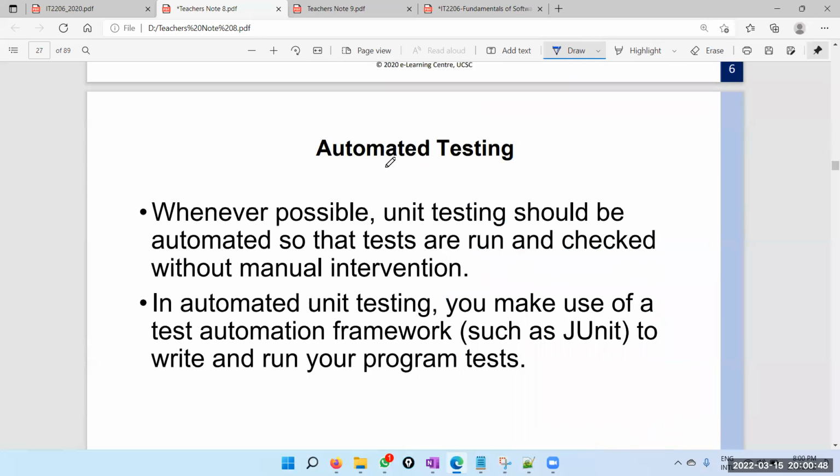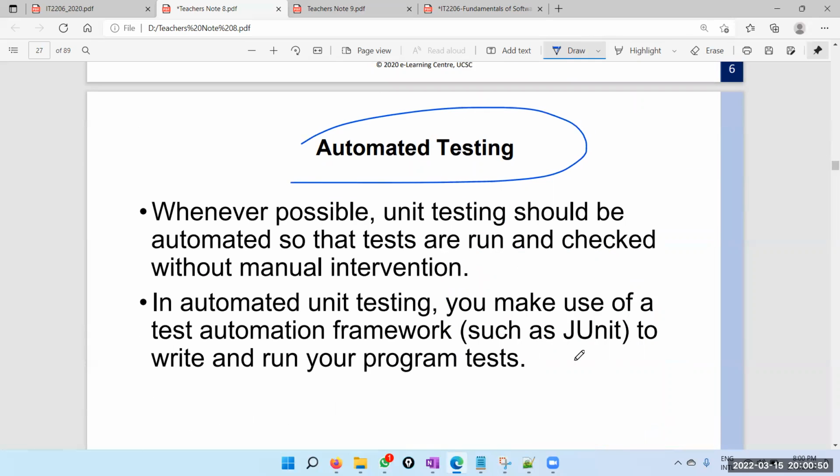Right. So as I told you, we can automate testing. I mentioned the word JUnit. Okay. So there are testing frameworks, right? JUnit for Java, NUnit for .NET. Right. So we can write your test cases and incorporate it into your build.